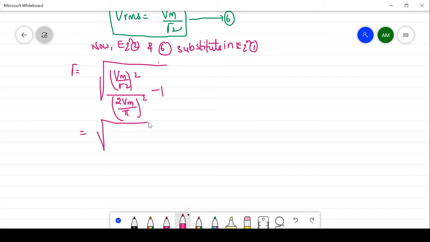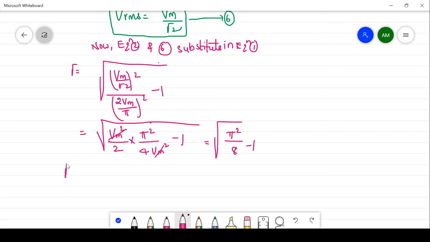So then Vm square by root 2 square is nothing but 2. Then pi square by 4 Vm square, minus 1. Vm square cancels here. And then pi square by 8 minus 1. Then finally the ripple factor is 0.482. Okay, so this ripple factor is reduced compared to the half wave rectifier, so we can get fewer ripples in the output of the full wave rectifier type.